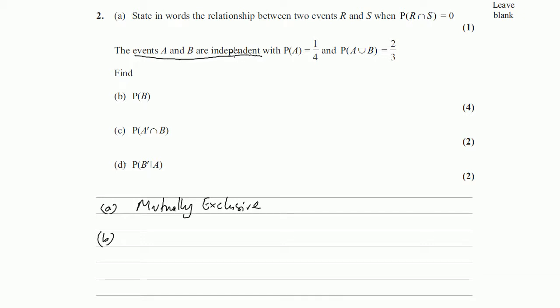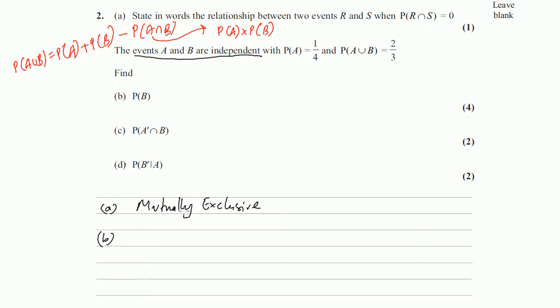Question number B. Well, we know that event A and B are independent. So remember, if A and B are independent, the formula of union becomes like this: probability of A union B equals probability of A plus probability of B minus probability of A intersection B. Now instead of A intersection B, we can write the independent rule, which is probability of A times probability of B. This is very, very important. You have to remember that.